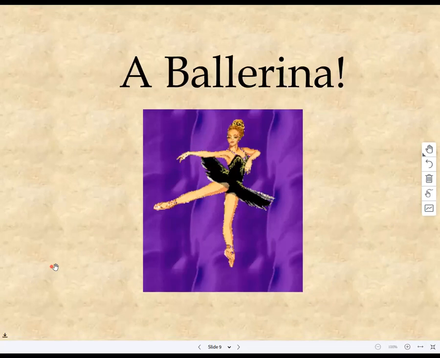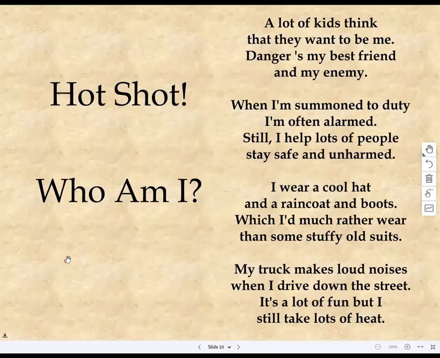Well, the answer is a ballerina. A ballerina is a dancer in the Western countries, mostly where they dance very elegantly. They wear pink and they dance on their toes, not on their full foot, but only on the toes. Anyhow, next we have the next poem, Hot Shot.